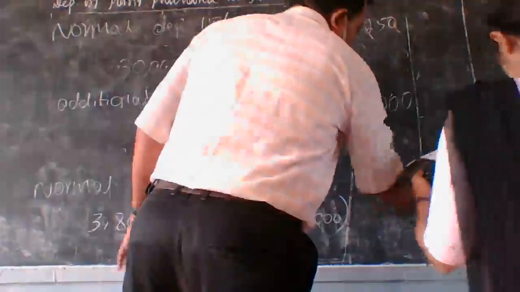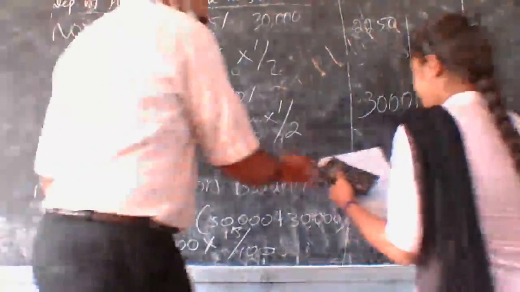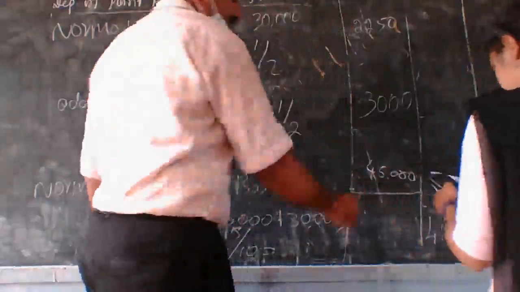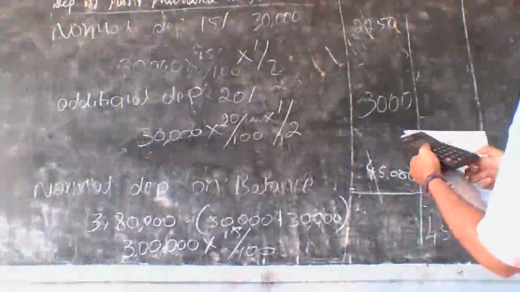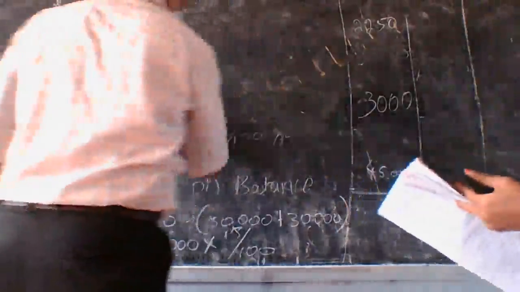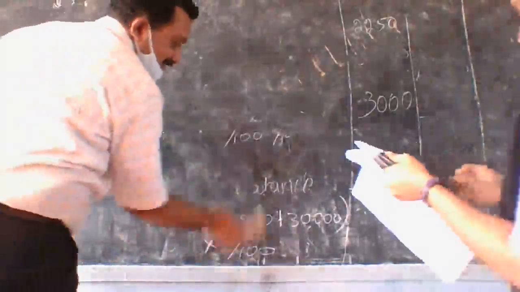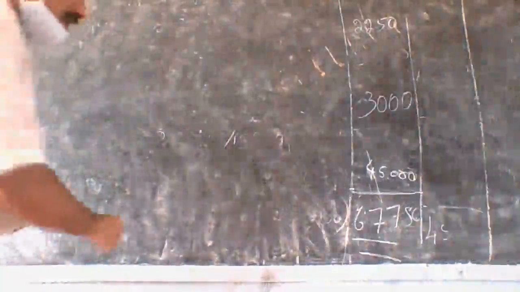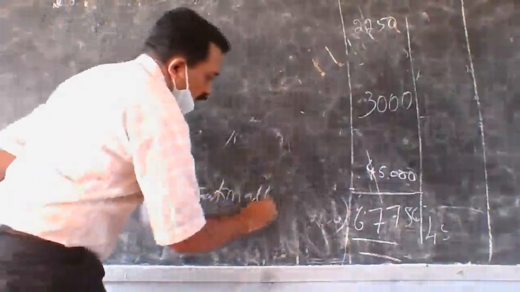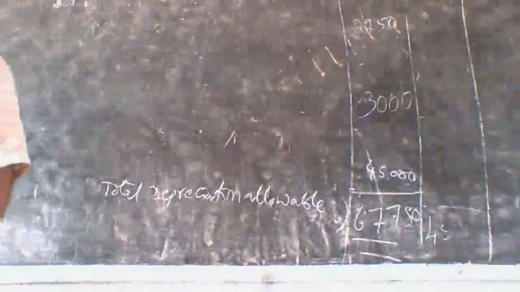45,000. So total, what is the total? Total depreciation allowable is 67,750. Okay, good. Any doubts?